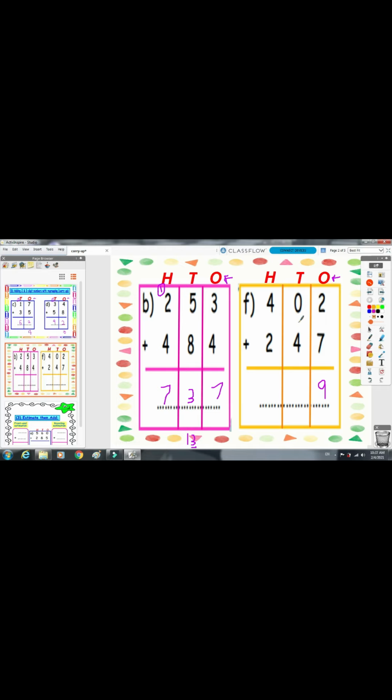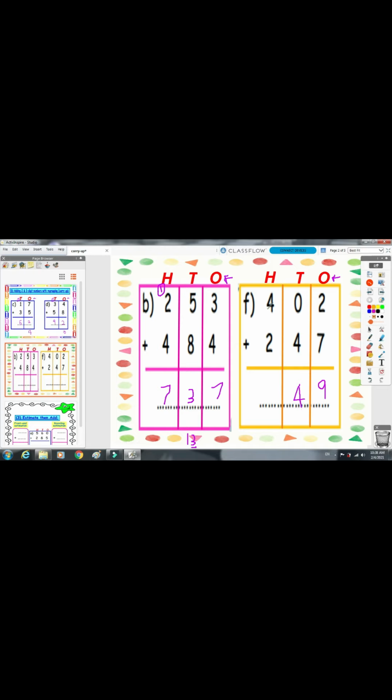Then I will add the digits inside the tens house. I have 0 plus 4. 0 plus 4 equals 4. And remember that 0 plus any number equals itself. And here I don't need to carry up because 4 is 1 digit, so it can be written here. I don't need to carry up.